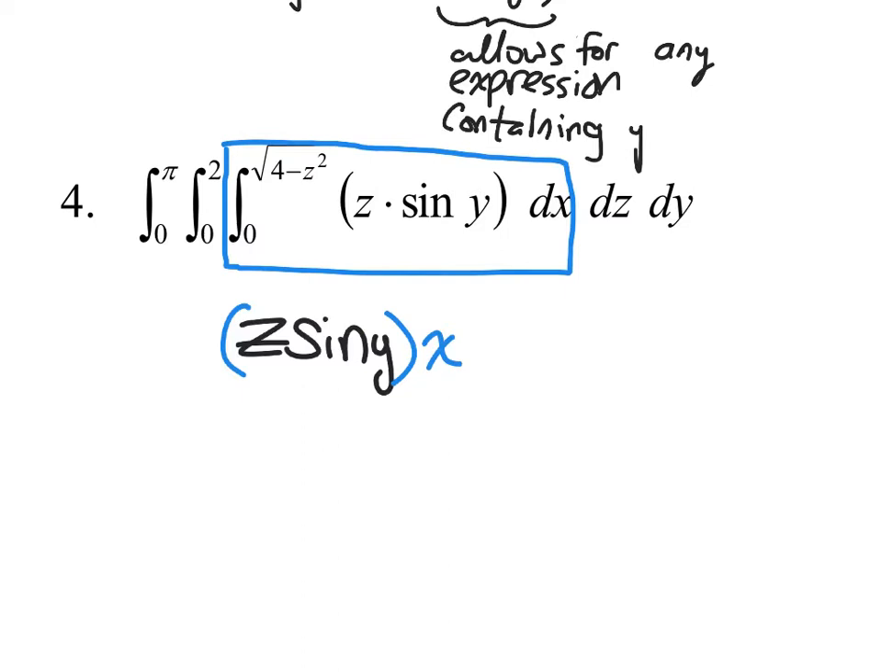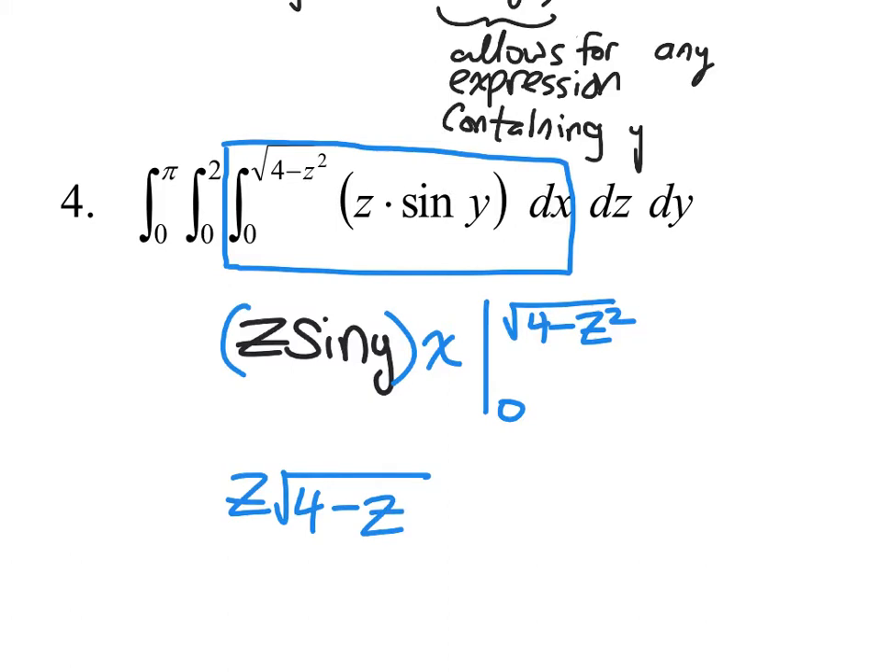Now that's happening over the interval of 0 to this disgusting looking 4 minus z squared. But regardless of how disgusting it looks, it's going to replace the x within the function. So x is going to go away in a sec. All right? It's just things are going to get a little kooky. All right? So this is going to end up being, I'll write it in the cleanest way that I can, z root 4 minus z squared, and then that whole thing multiplied by the sine of y.